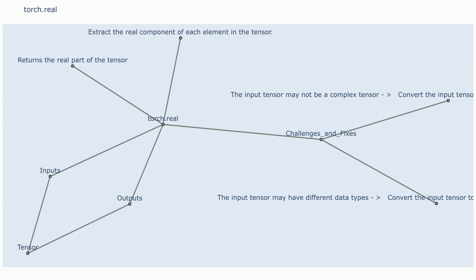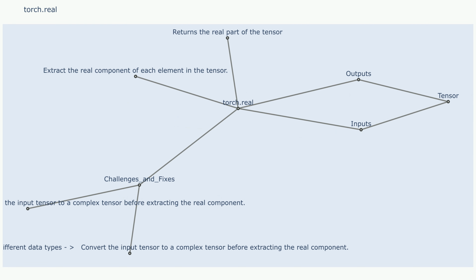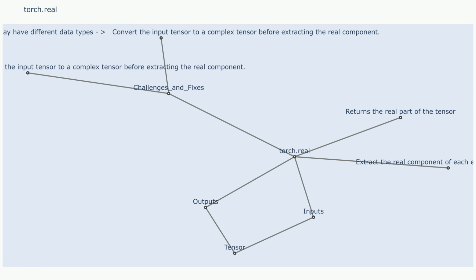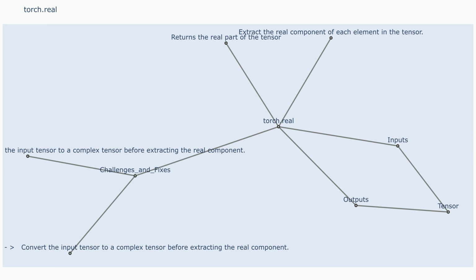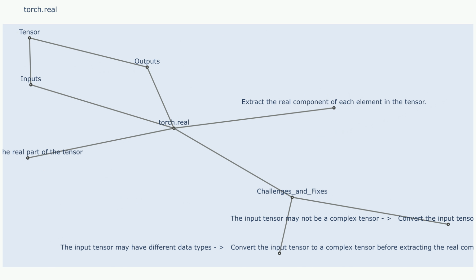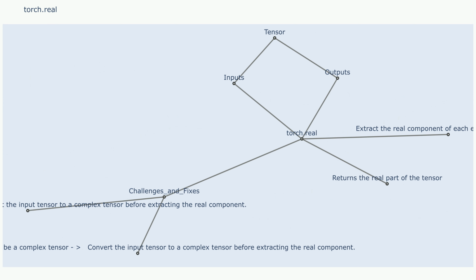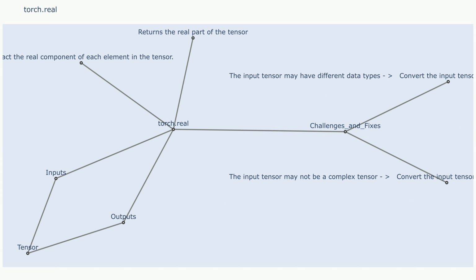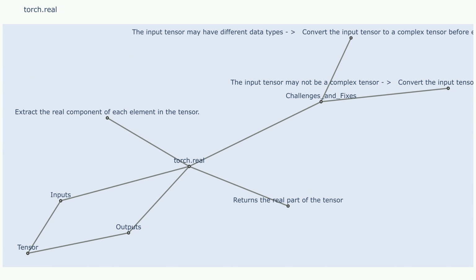Torch real. Description: torch real is a PyTorch function used to extract the real component of a complex tensor. Complex tensors are represented as tensors with complex numbers, where each element has a real and an imaginary part. Inputs. Input 1: a complex tensor. Input 2: none. Outputs. Output 1: a tensor containing the real components of the input complex tensor.